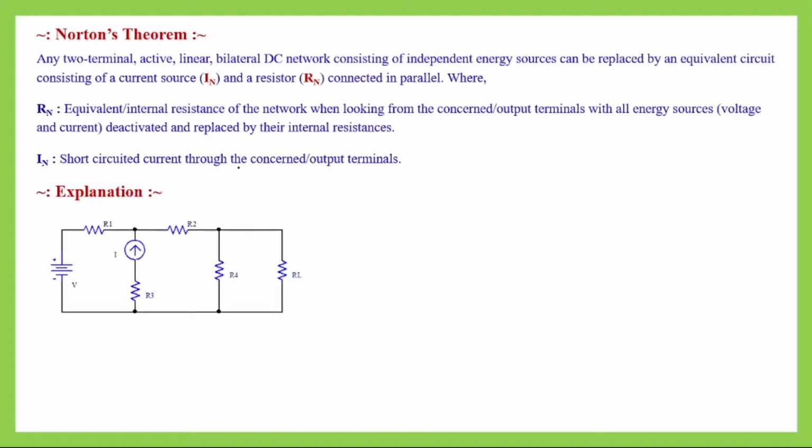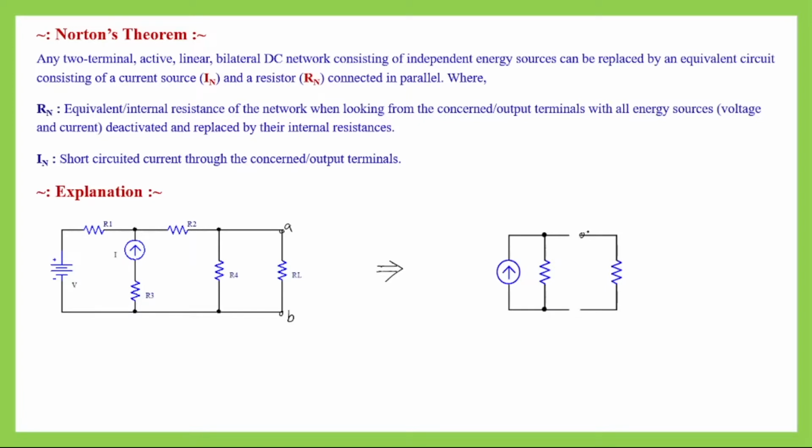Now in this circuit we can see we have multiple resistors, an independent voltage source and an independent current source. Suppose this RL is our concerned or output resistor, which is connected between these two terminals A and B. As per Norton's theorem, this whole circuit other than this resistor RL can be represented by a single current source, which is called the Norton's equivalent current, and also a resistor, which is the internal or equivalent resistance of the whole network other than this load resistor, and these two, IN and RN, will be connected in parallel. This is our equivalent circuit.